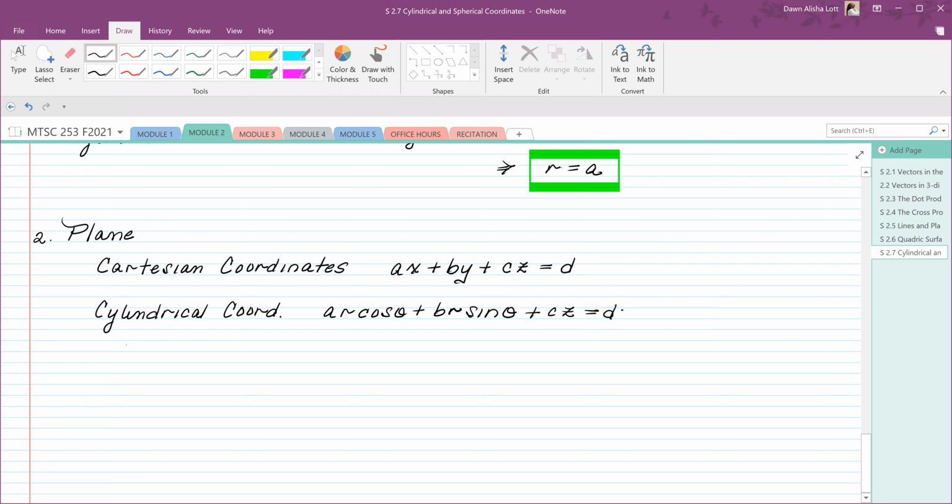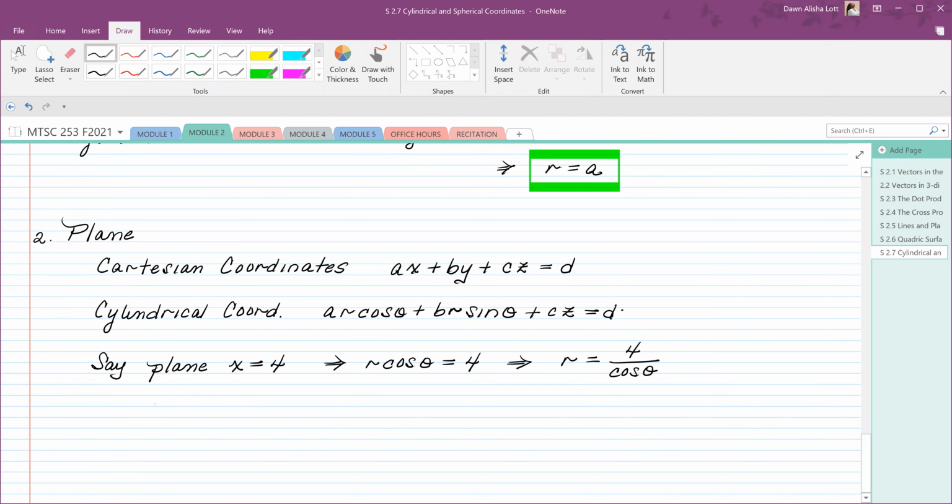How about something easy? Say we have the plane x equals 4. Well, that becomes r cosine theta is equal to 4. So that becomes r is equal to 4 over the cosine of theta. Okay, so x equals 4 becomes that plane.